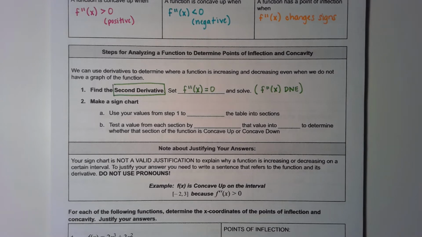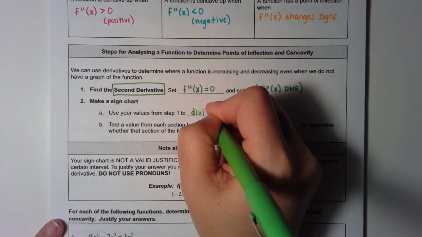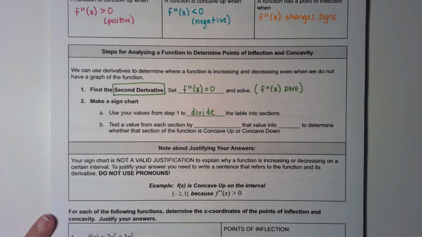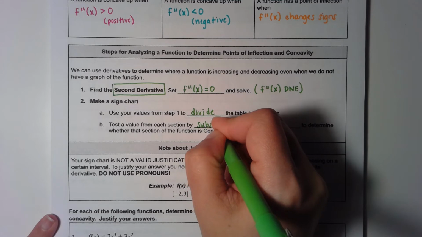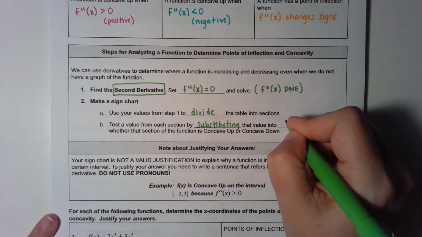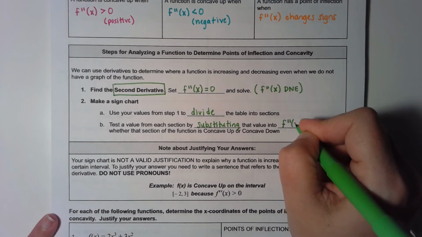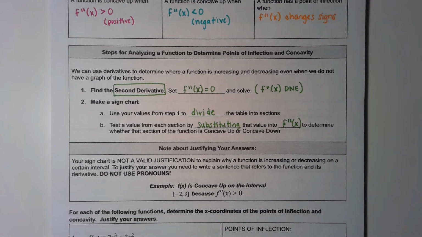Then, just like we did for the first derivative, we're going to make a sign chart. So we're going to use our values from step 1 to divide the table that we make into sections. And we're going to test a value from each section by substituting that value into the second derivative. So this time, instead of plugging our numbers into the first derivative and looking at the signs, we're going to be plugging our numbers into the second derivative.